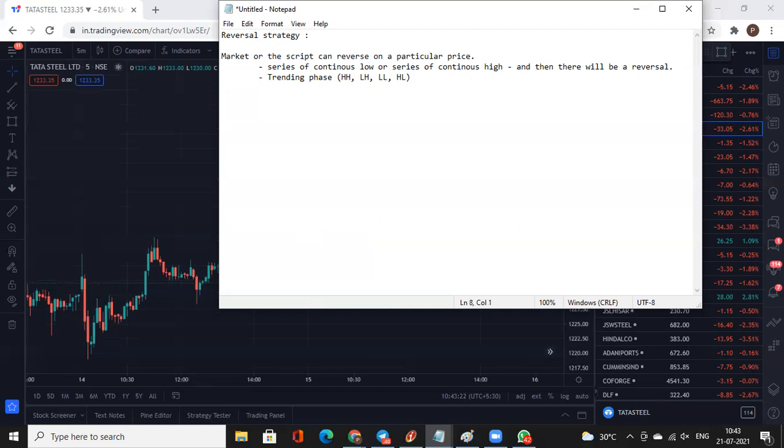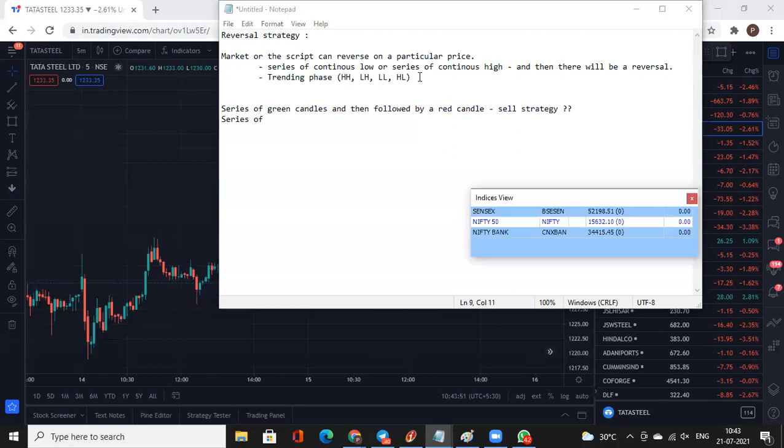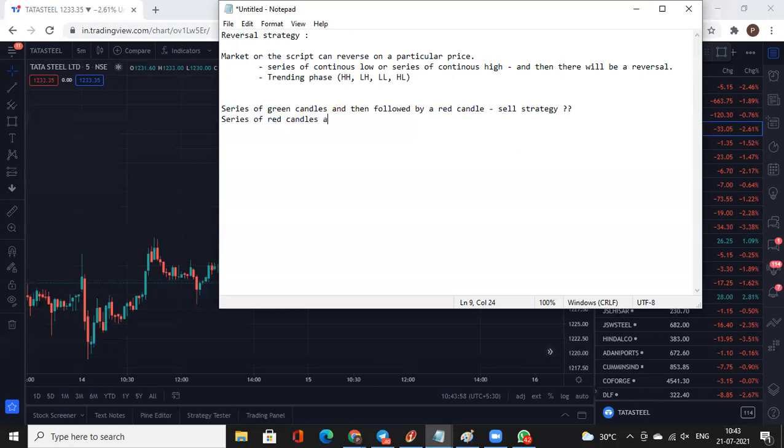All you need to do is look for a series of green candles followed by a red candle. How am I selecting this? If I see a series of green candles and then followed by a red candle, I'll show you how this works out as a sell strategy. And if there's a series of red candles followed by a green candle, I say it is a buy strategy.